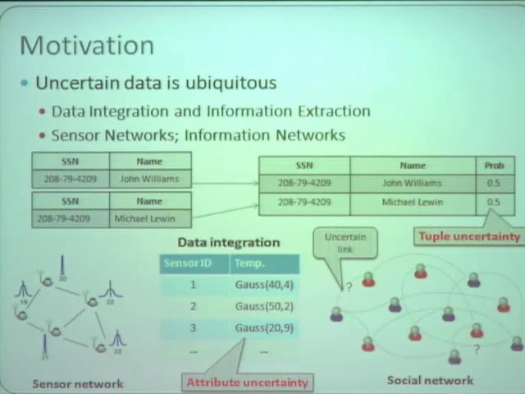Okay. So another application here is the sensor network application. So the sensor measurement is inaccurate. So what we do is just use a Gaussian variable to model the sensor measurement. Okay. So just a little notation here. So in the first example, the existence of a particular tuple is uncertain. So we call this tuple uncertainty. But in this example, the existence of each tuple is certain, but the attribute value is uncertain. It's a random variable, so we call this attribute uncertainty.